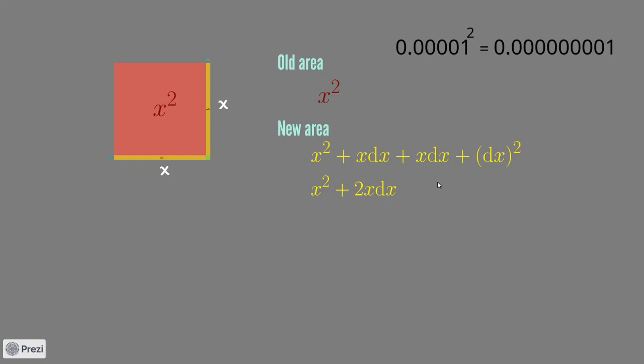We don't even have to count it. You get it? See, 1 plus 0.000000001 doesn't make much difference. It's almost equal to 1 itself. Same logic. Now what's the change in area? Change in area is new area minus old area. x square plus 2x dx minus x square, you get 2x dx. So this thing is equal to the change in area.